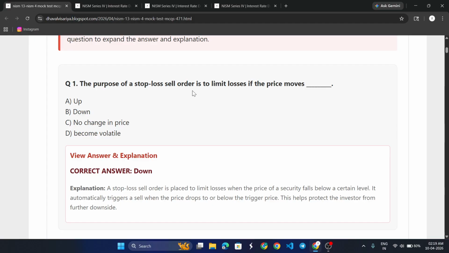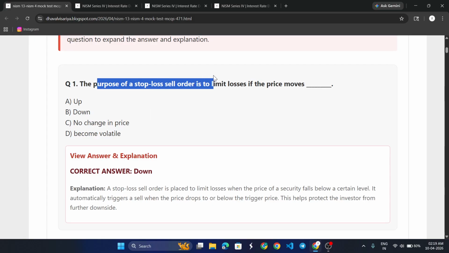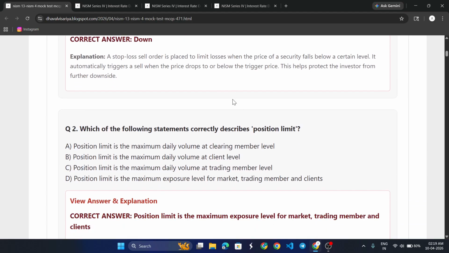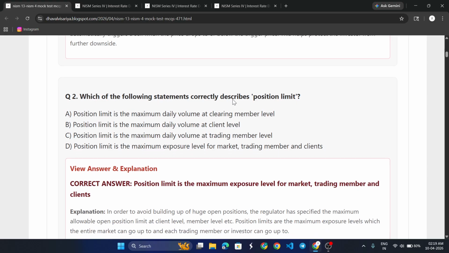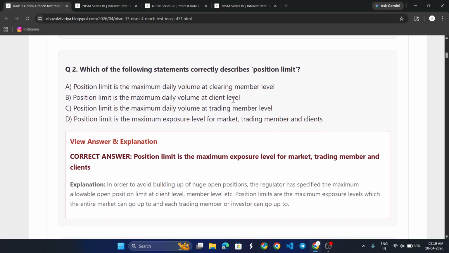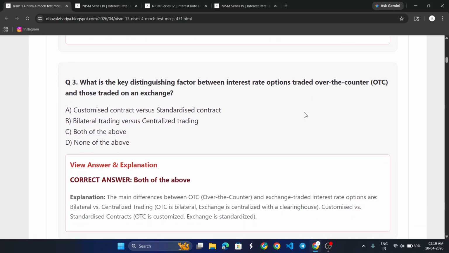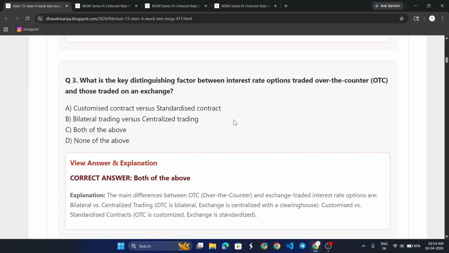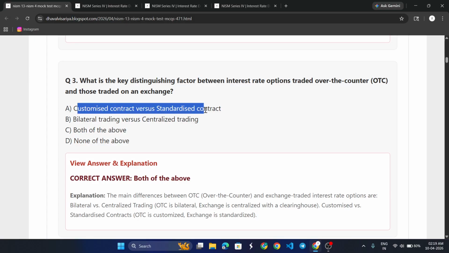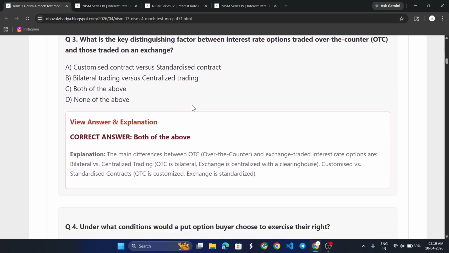The purpose of a stop loss sell order is to limit losses if the price moves downward. Which of the following statements correctly describes position limit? Position limit is the maximum exposure level for market trading members and clients. What is the key distinguishing factor between interest rate options traded over the counter and those traded on the exchange? Both of the above.